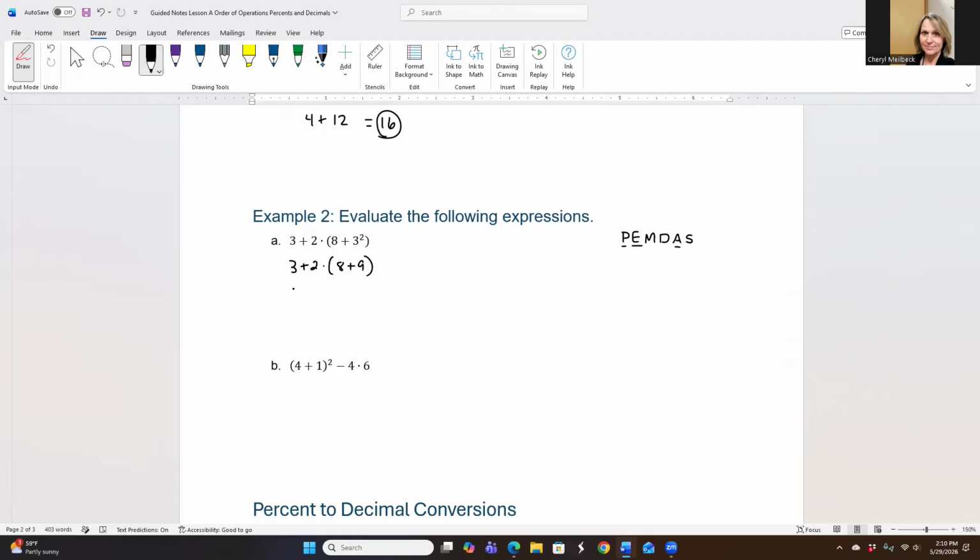Now we still haven't accomplished our parentheses duties here. So 8 plus 9 gives us 17. Now this 17, the parentheses have been taken care of. So next we move on to any exponents, which there aren't any now, and we'll go on to multiplication. So we have 3 plus 2 times 17, where 2 times 17 is 34. We do that first. And 3 plus 34 will give us 37. Let's have you look at B, pause the video, and then let's give it a try together.